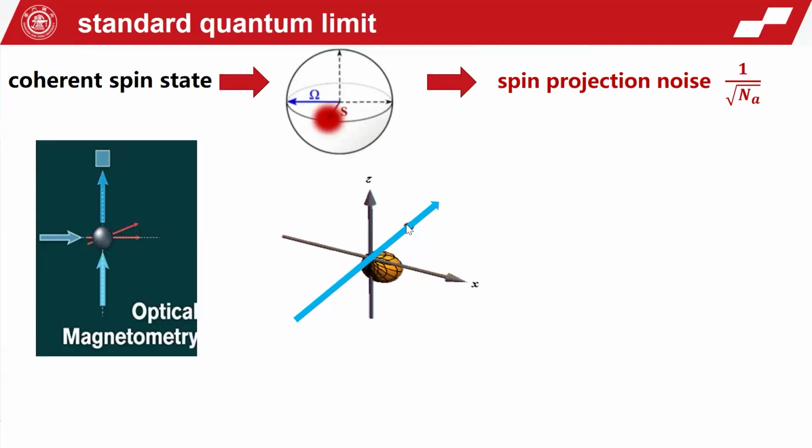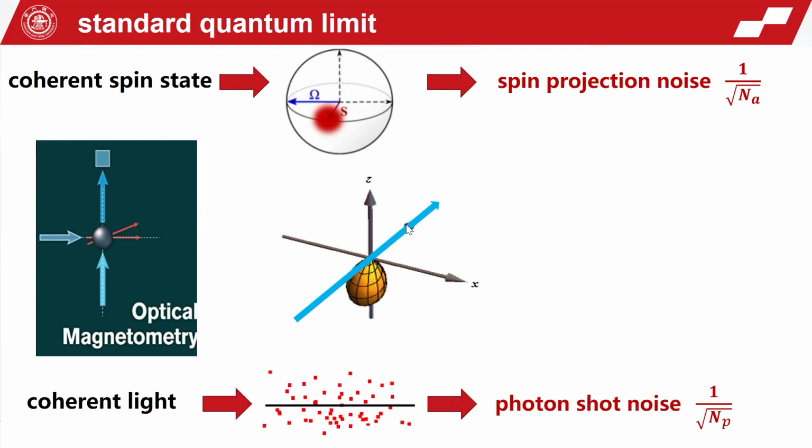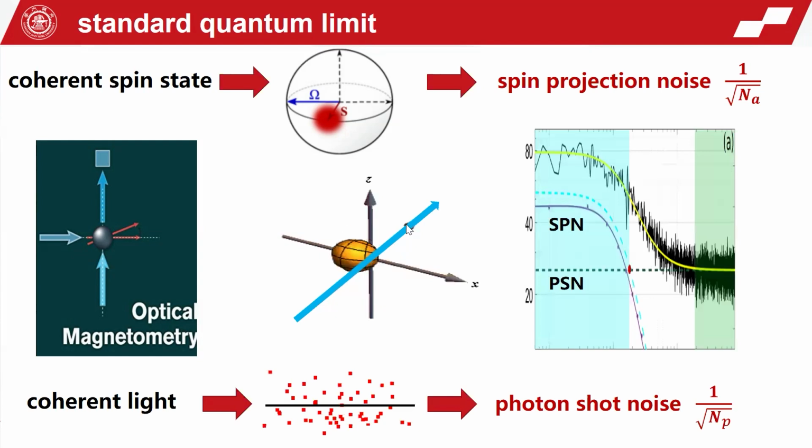From this process, the thing that directly measures the field is the atoms. With a coherent spin state, this is limited by spin projection noise, which is 1 over the square root of N_A, where N_A is the atom number. And the thing we measure is the light. With coherent light, this is limited by photon shot noise, which is 1 over the square root of N_P, where N_P is the photon number. These two jointly decide the quantum limit of the sensitivity.